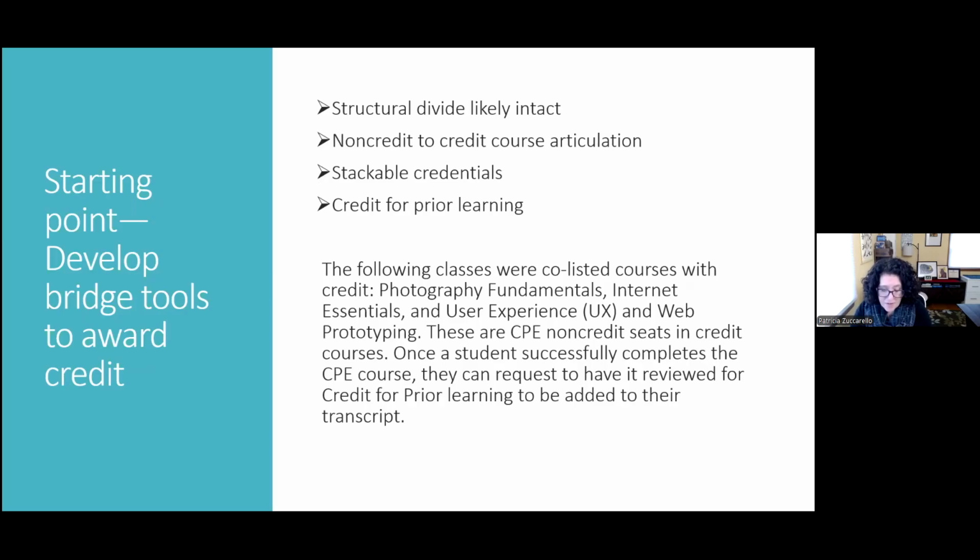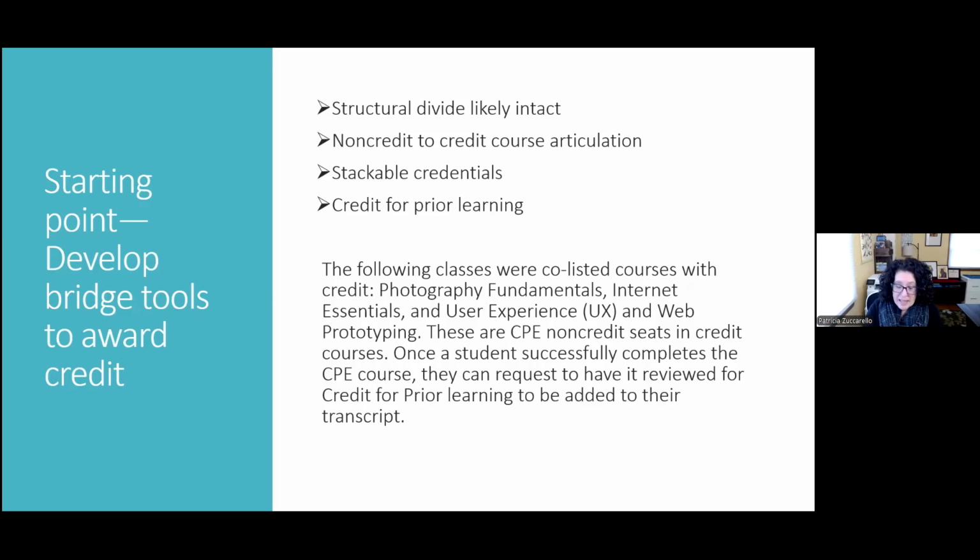A second one, and I feel like in Illinois, this is probably the most popular of the starting points, is developing bridge tools that allow you to award credit. So in this scenario, the structural divide likely remains intact, and instead you're developing a bridge to move from silo to silo, right? So thinking about if you can find a way to articulate a non-credit course to a credit course, or looking at stackable credentials where the very first credential happens on the non-credit side, and then students matriculate to the credit side to move to the next stackable credential. Or as we looked at in the prior example, this idea of credit for prior learning as the way to bridge the divide.